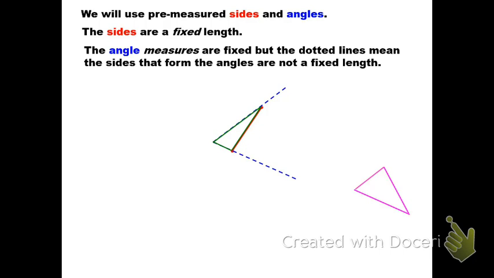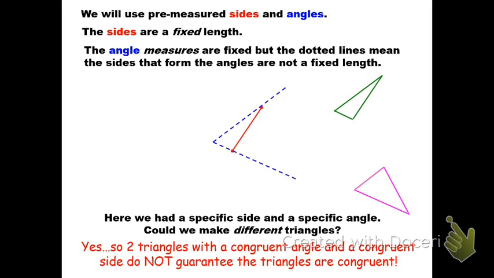Let me draw it. And I'll move them side by side so we can compare. Are these triangles congruent? Well, they're certainly not the same shape, so we end up getting different triangles. This means no, we cannot guarantee congruence with just one pair of sides and one pair of angles. This does not work.